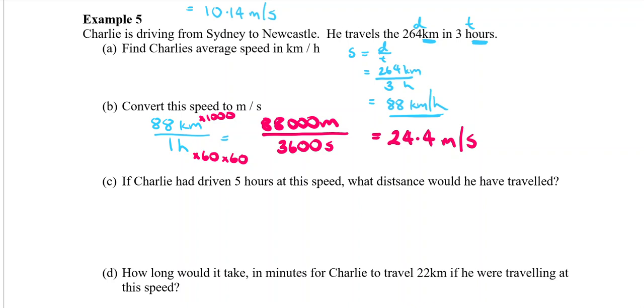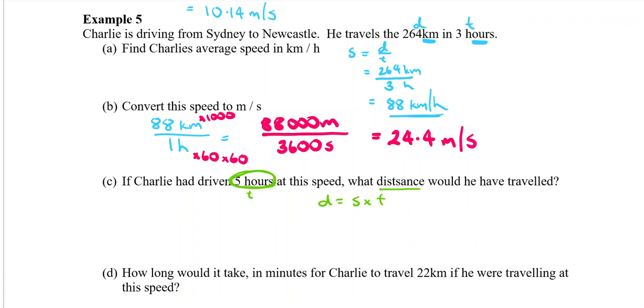All right, part C. If Charlie has driven 5 hours at this speed, what distance would he have travelled? Now we're trying to find a distance, although it's spelt wrong. But anyway, if we're trying to find a distance, that will be equal to the speed times the time. The time that we have been given here is in hours. So that's going to be the t.